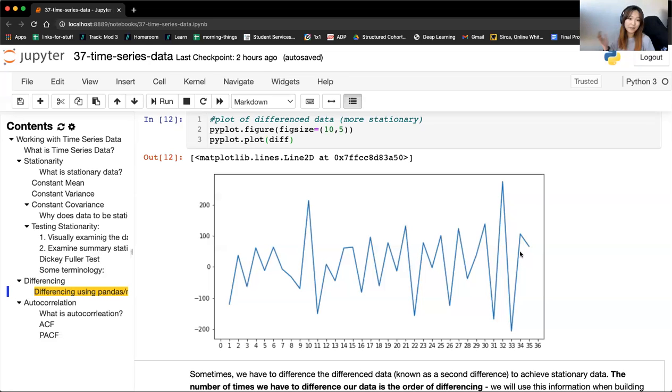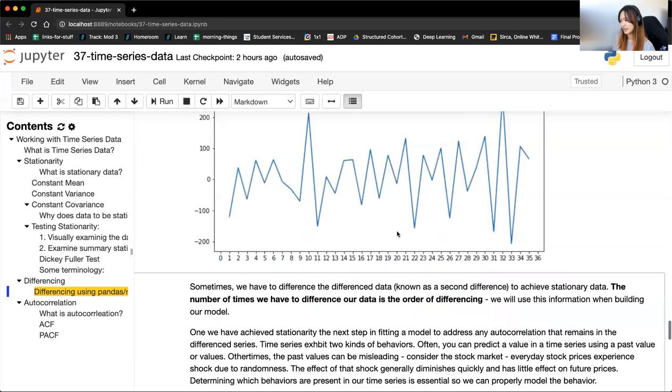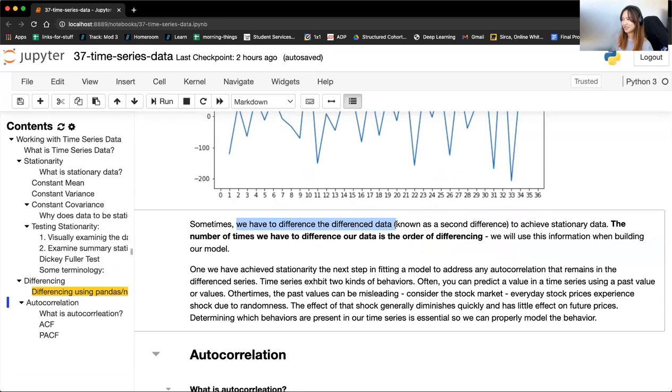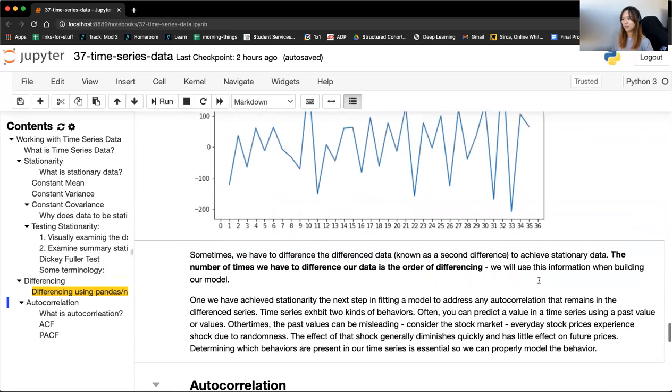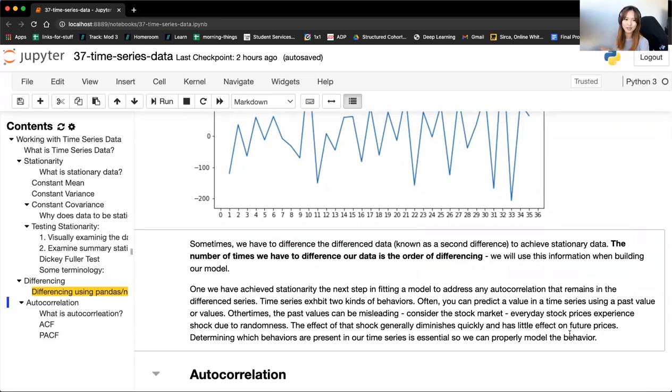All right. So basically for our models to work better, you want to determine how to get your data from some trend to becoming flat. Sometimes we have to difference the differenced data. So you might actually want to difference your data two times to achieve stationary data. I made the comparison between this and taking the differential of a function because if you are familiar with taking the differential of different functions, differencing your data this way is also connected in that way.